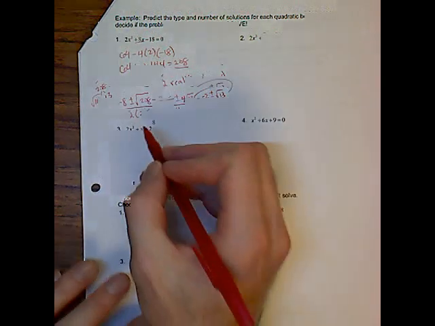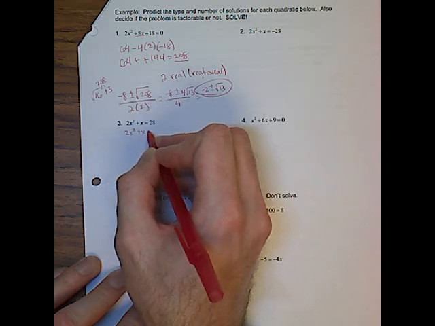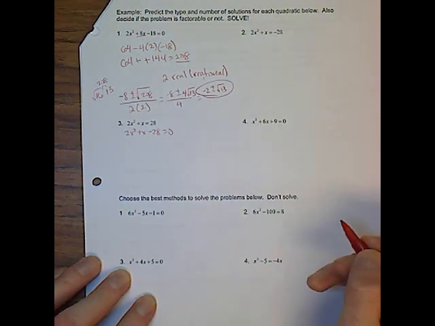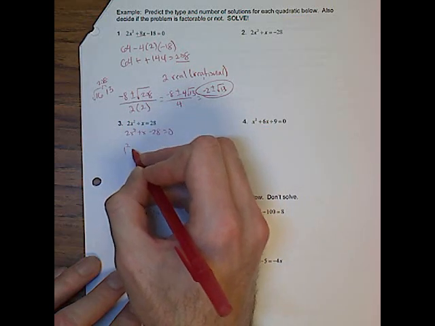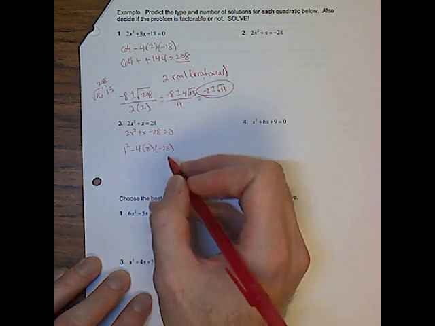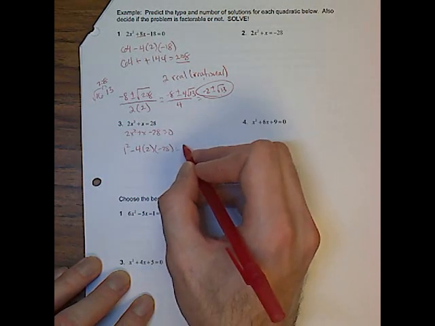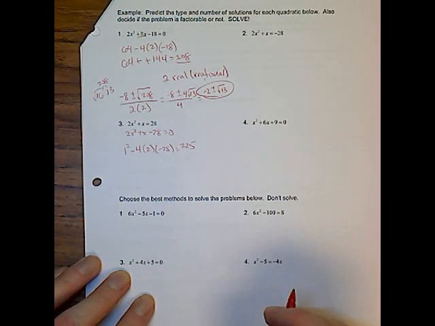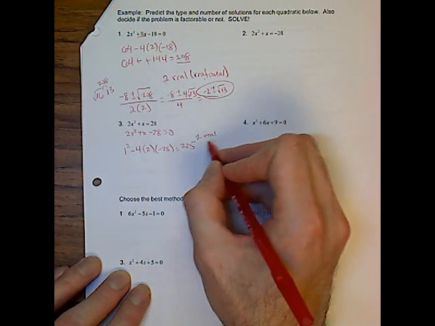So let's try one of those here. Looking at this one, I've got 2x squared plus x minus 28 equals 0. Again, discriminant, so b squared would be 1 squared minus 4 times a times c. In this case, put that in the calculator, you get 225. Now, it's 225, it's positive, so there's going to be 2 real solutions.